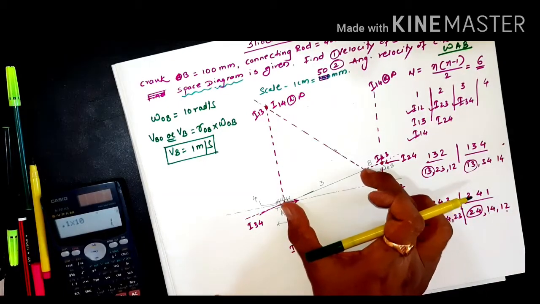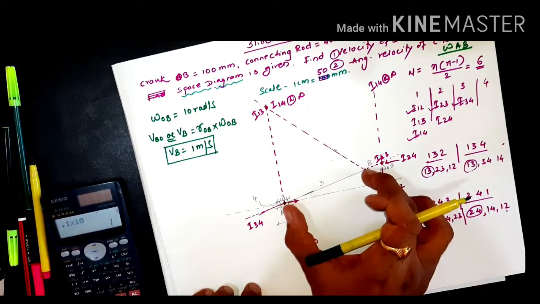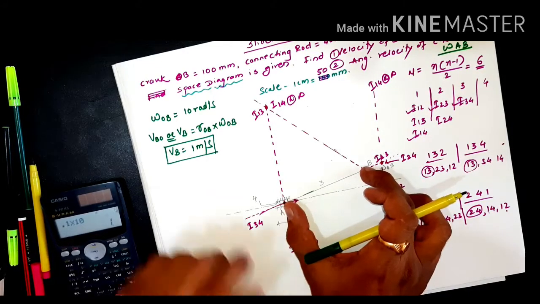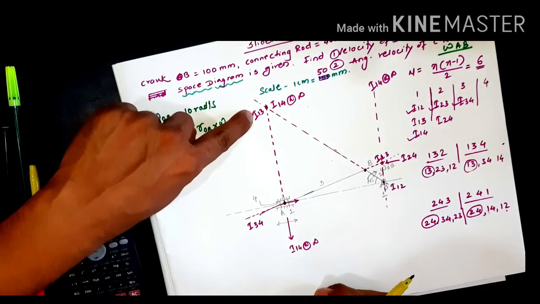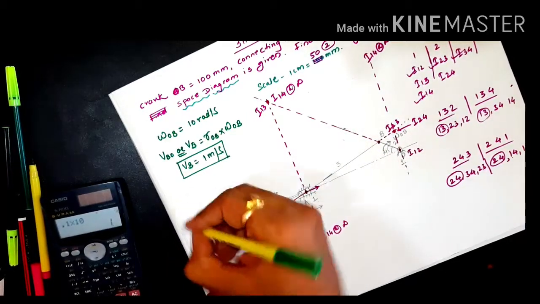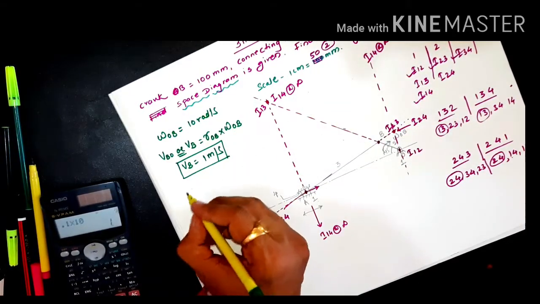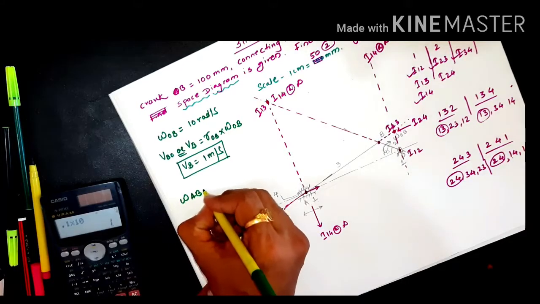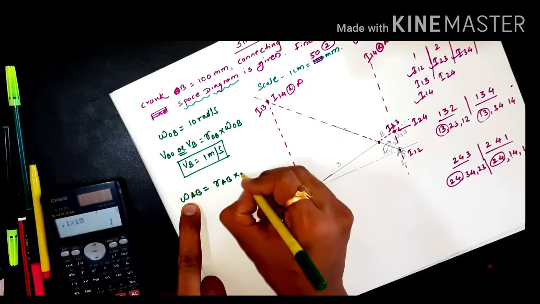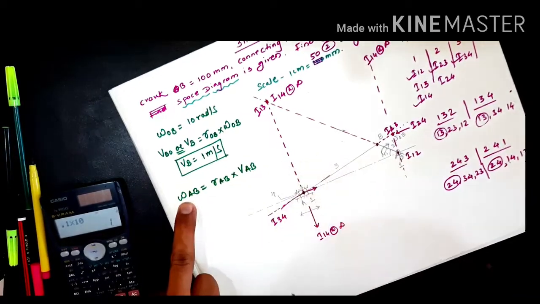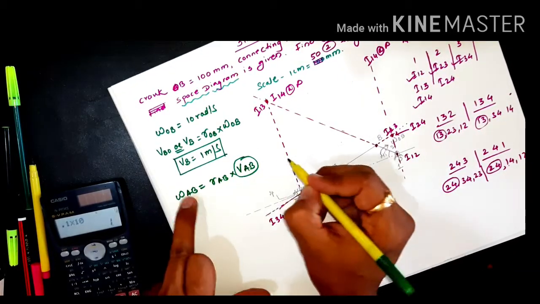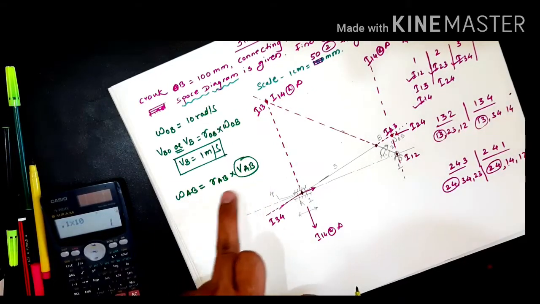Now AB link is rotating about one common instantaneous center for that instant position, that is I13. So omega AB, like we have seen in the previous lecture, I can calculate simply by velocity of A with respect to B divided by radius of AB. But here the velocity of A with respect to B is unknown, so I can't calculate omega AB with this equation at the moment.